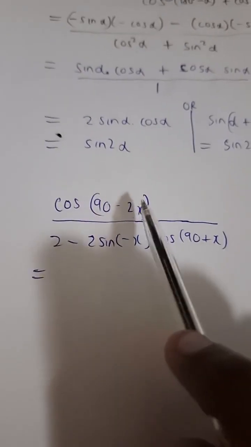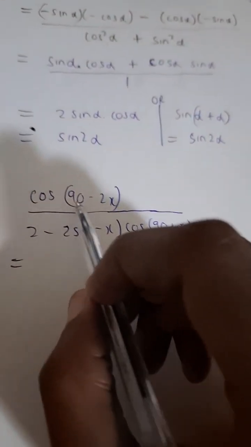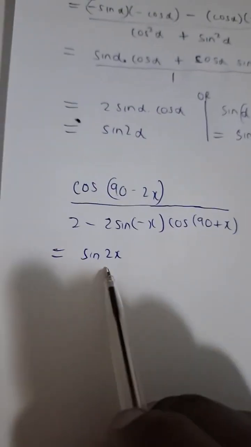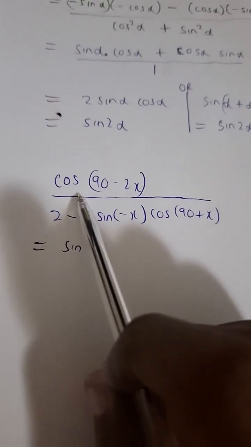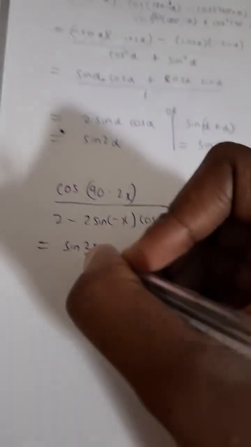Okay, so cos 90 minus 2x, let's evaluate that. 90 minus, that's our co-ratio, so cos changes to, please guys, sine. Then we have sine of 2x. 90 minus is in the first quadrant. How is cos in the first quadrant? It is positive. So therefore it's sine 2x in the numerator.